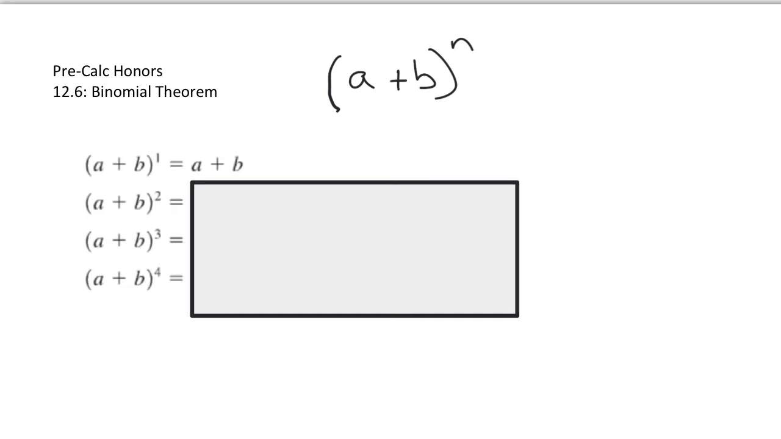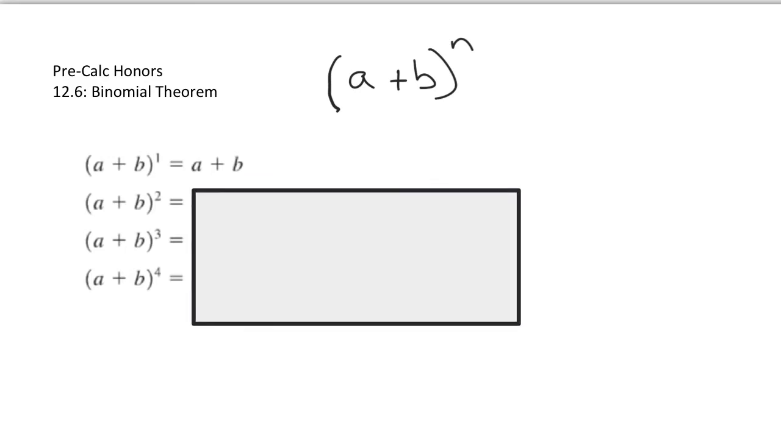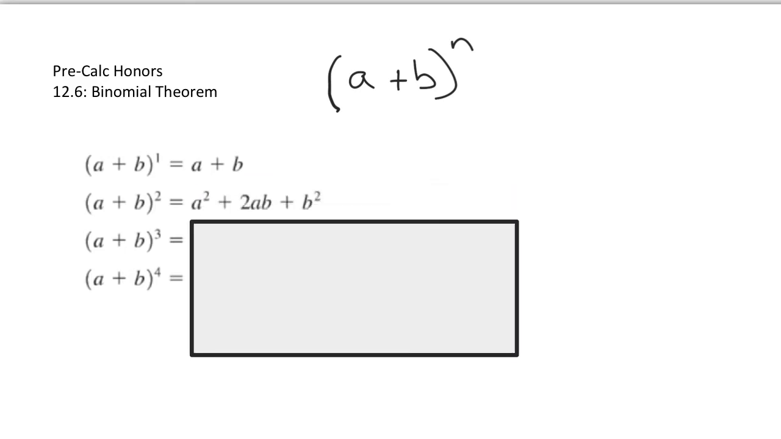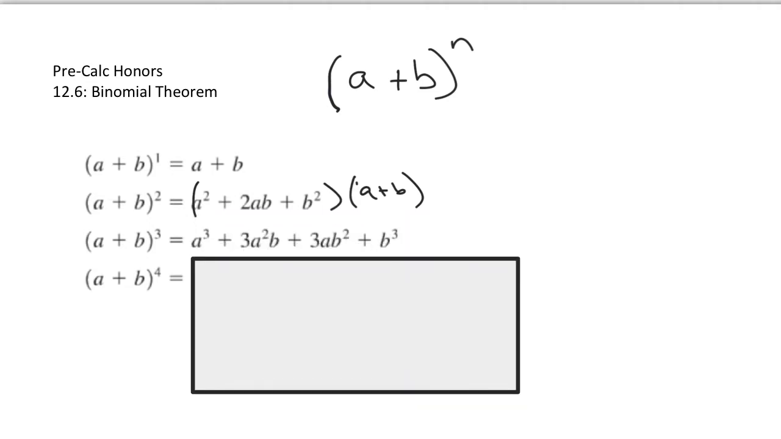If we look at some we kind of know or could calculate, a plus b to the first is obviously just a plus b. A plus b to the second is one we know: a squared plus 2ab plus b squared. For a plus b to the third, we take a plus b squared and multiply it by a plus b again, distributing it all out, and you could do that off to the side if you want. When you do that, you get a cubed plus 3a squared b plus 3ab squared plus b cubed.